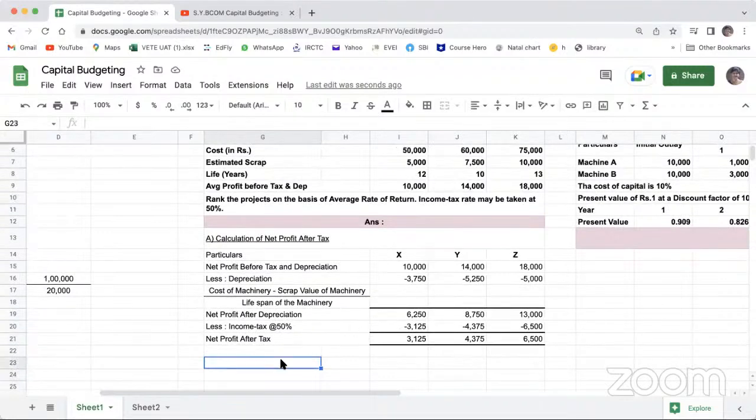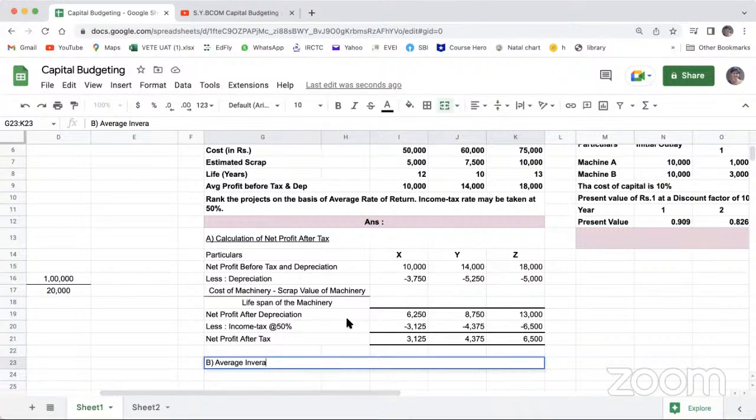Now let's start with the second part of the answer. Here also there's one particular formula that we need to use. Second, we are going to find out the average investment. Okay, because these are the two things that we need when we are going to find out the ARR.